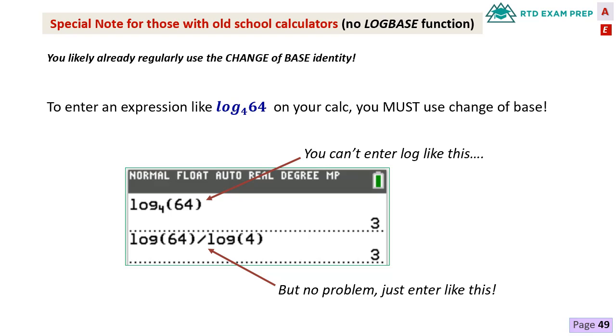As mentioned, some calculators don't have the log base function. This means that you can't specify a base other than 10 when typing it in. It may be that yours is one of these and you didn't know that you've been using the change of base identity all along. So let's say you want to type in log base 4 of 64 in your calculator. Well, you may have to type log of 64 divided by log of 4. In this case, you're using the change of base identity by assigning a base of 10 to both the numerator and the denominator. But you'll still get the same answer as if you typed log base 4 of 64.